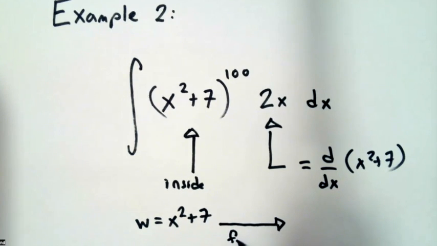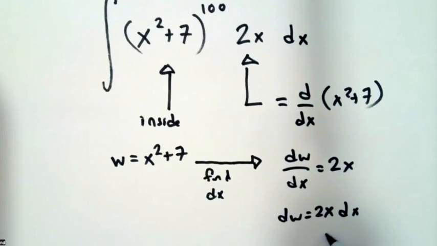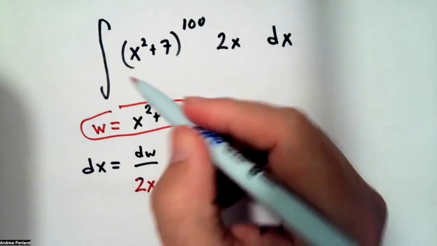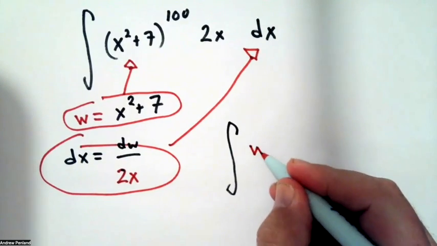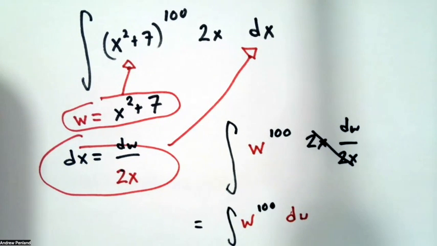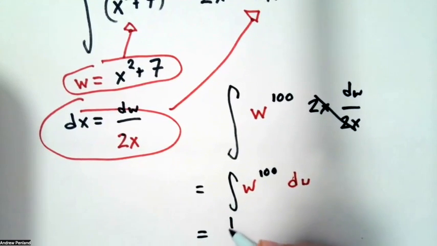Again we need to solve for dx and replace it with an expression involving dw. In this case dw over dx is equal to 2x. Solving algebraically we have dx equals dw over 2x. We plug w equals x squared plus 7 and dx equals dw over 2x into the integral to get the new integral, w to the 100 dw. This is one that we know how to do using basic power rule on w to the 100.